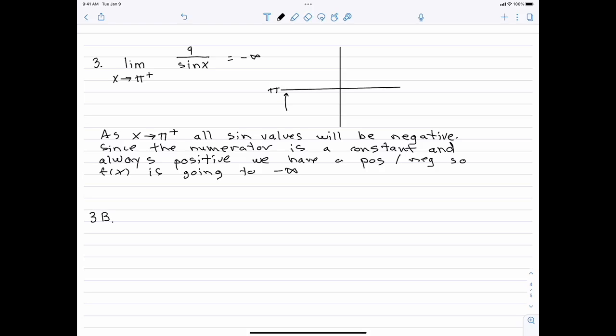Okay, so let's look at 3b. What do we got? So we have the limit as x approaches 1 from the left of this function.